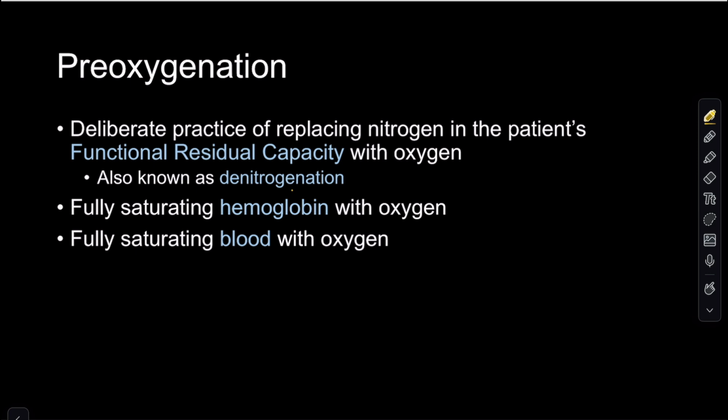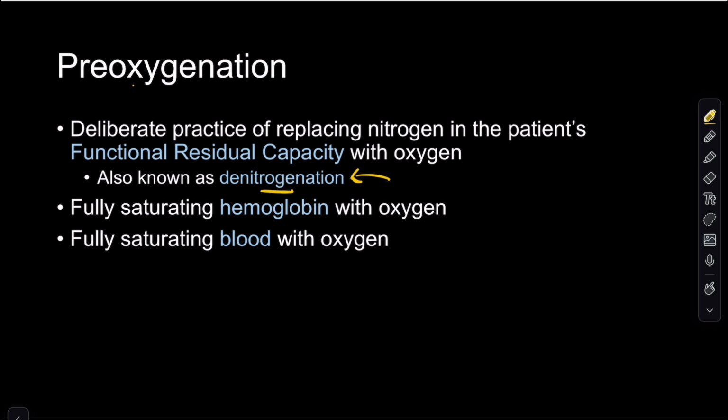So to begin, we'll discuss pre-oxygenation. That's the deliberate practice of replacing nitrogen in the patient's functional residual capacity with oxygen. It's also known as denitrification. Dr. Toom really likes to emphasize the idea of denitrification. It's the same aspect of pre-oxygenation, just a different way of saying it.